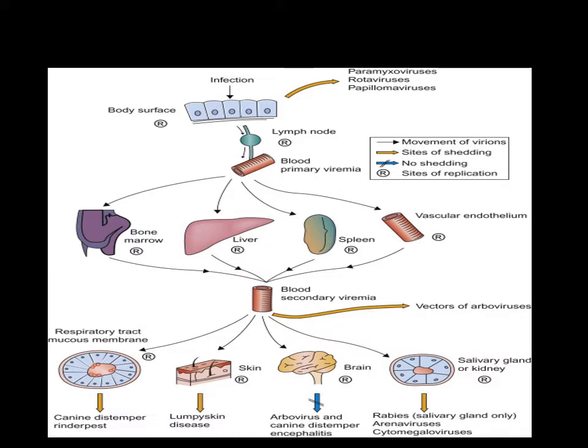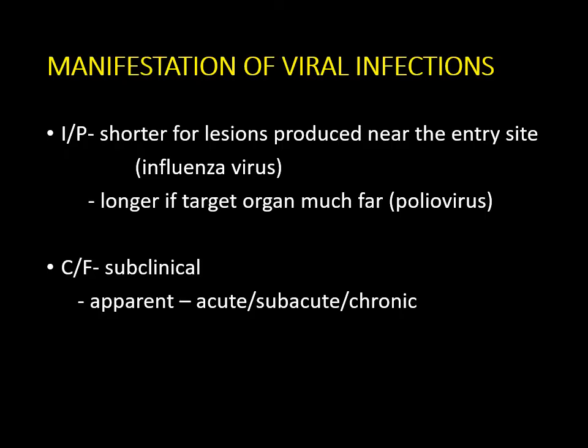And then it goes to the reticuloendothelial system for the secondary site of multiplication. So now it is dividing a second time in the bone marrow, liver, spleen, all those, and then again it reaches the blood a second time, and from there to the different organs and will cause the different symptoms. Then comes the manifestation of viral infection. What manifestations can there be?